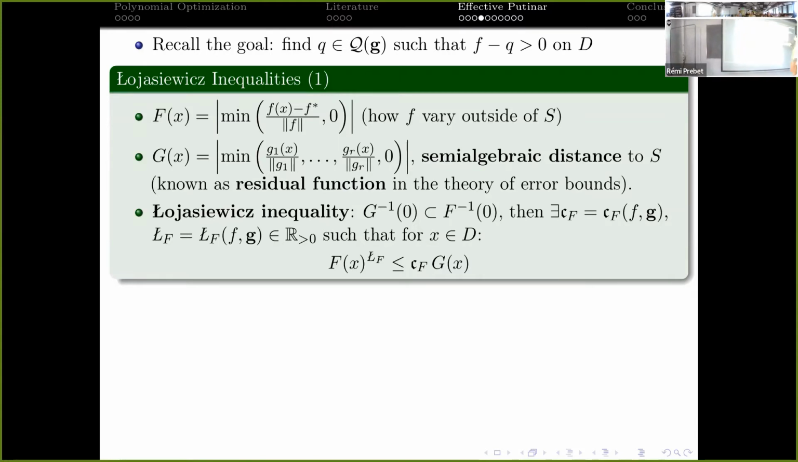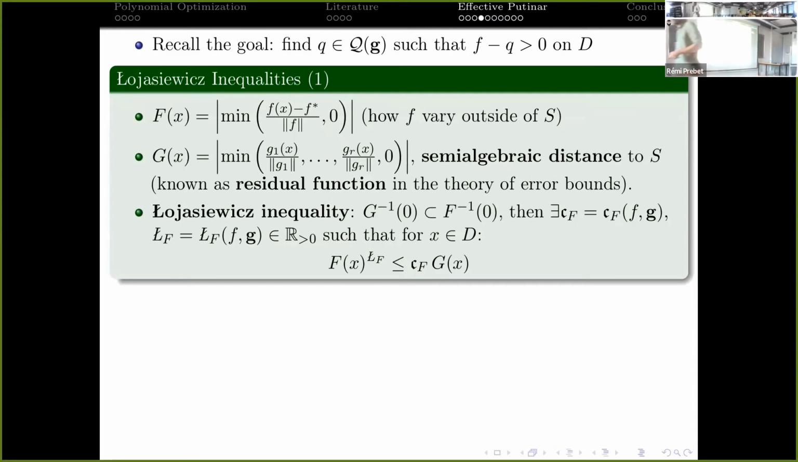And now, since the zero locus of G is included in the zero locus of F, we can apply the Lojasiewicz inequality, and there exists a constant that depends on F, of course, and G, and an exponent such that F of x to the power L_F is more or equal than the constant times the second function at x. Now, you see how natural it is to use a function F that depends on small f. So this exponent here depends on the objective function. This is not something that we want, or at least we don't want at the end.